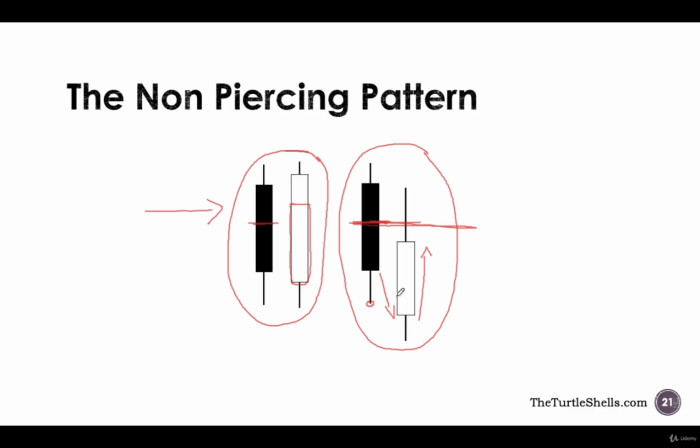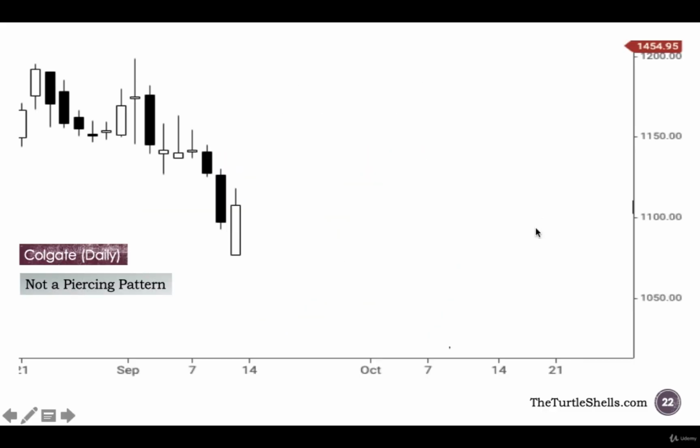So these are the little nuances that we need to know about candlesticks: which ones are piercing patterns, which ones are not, which ones are patterns which cannot be called piercing, but they can turn out to be some other patterns. So these little things we need to learn about candlesticks, which can help us read the market charts better. So in this case, this is a daily chart of Colgate. This is an example of not a piercing pattern.